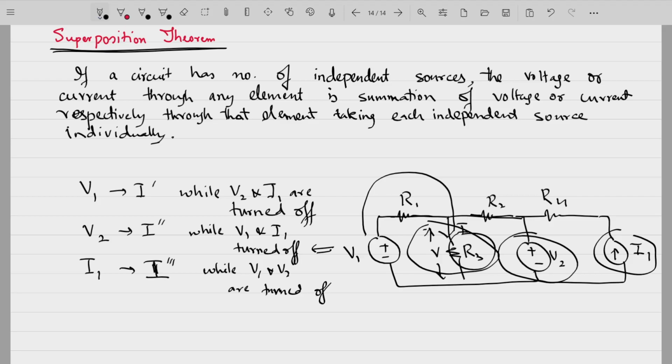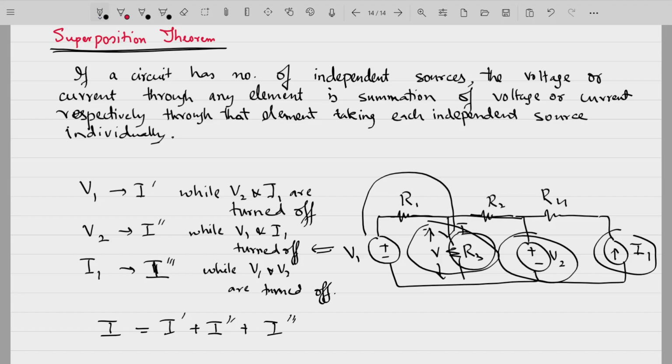तो आपको एक एक करके लेना है, आपको एक वोल्टेज सोर्स लेना है, तो you have to find out what will be the current through this particular branch. Fine. Then you have to take another voltage source. You have to see what is the current through this branch. Then you have to take another voltage source or current source, whatever is in that circuit. You have to see what is the current. Then the total current that is actually flowing with all three present together, I, will be equal to I dash plus I double dash plus I triple dash.